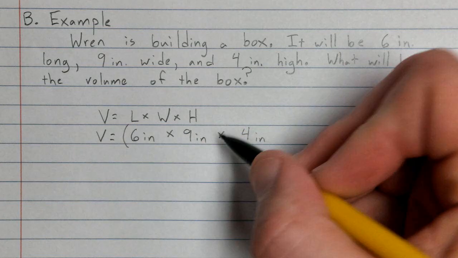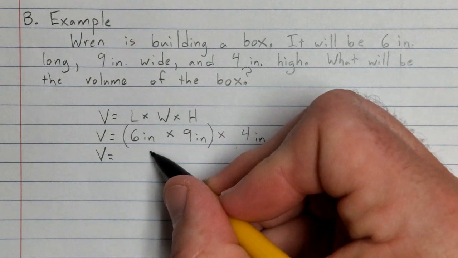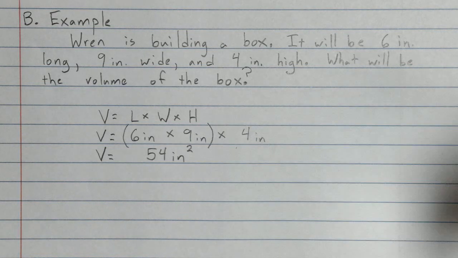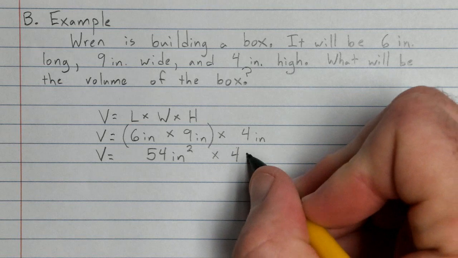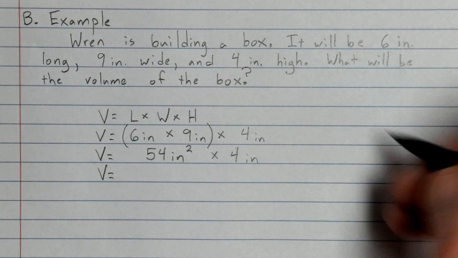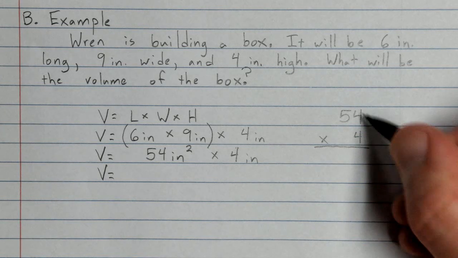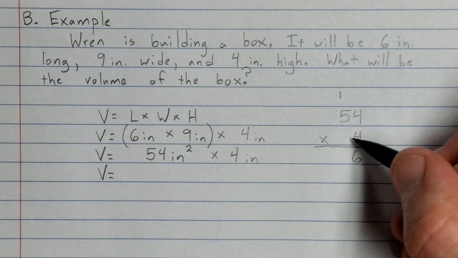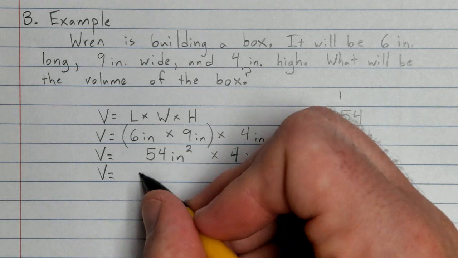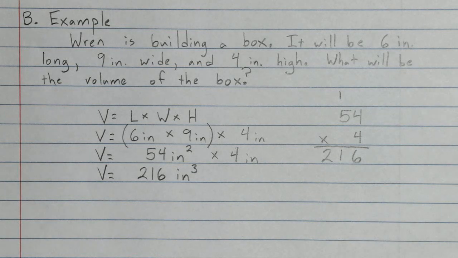Well, if I do these two first, that's my base area after all. If I find my base area, then I know that'll be 54 inches squared, inch times inch, times 4 inches. And maybe I could do that in my head, but why bother? 54 times 4. 4 times 4 is 16. Carry the 1. 4 times 5 is 20. 21. Okay. So volume is 216 inches cubed, or cubic inches.